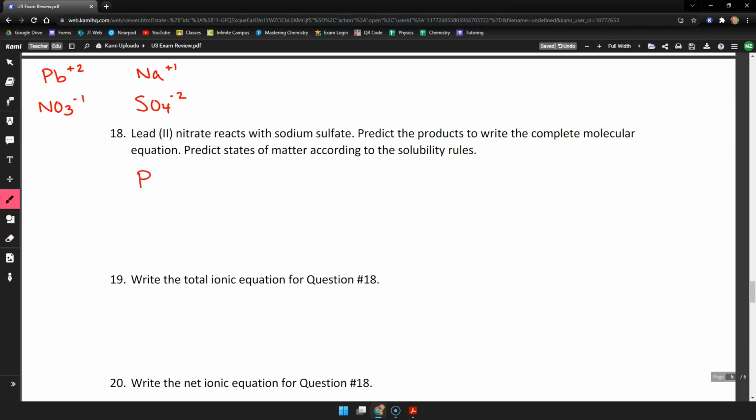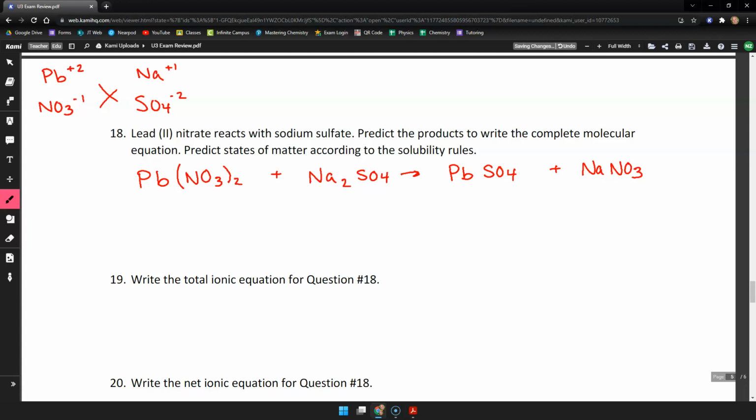Okay, so we have Pb, lead is +2, nitrate, NO3 is -1, so I'm going to need 2 nitrates, so throw up parentheses. And then we have sodium sulfate, so Na, kind of the same thing. Sodium's +1, sulfate -2, so I need 2 sodiums. Okay, double replacement. So we'll have lead, Pb, sulfate. Then we have sodium and NO3.